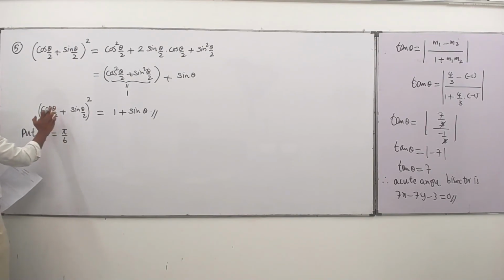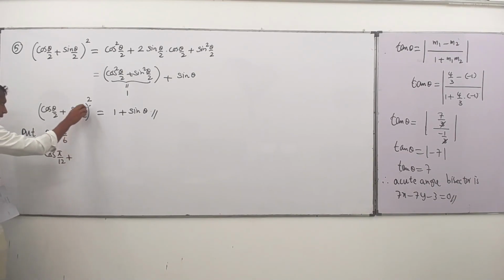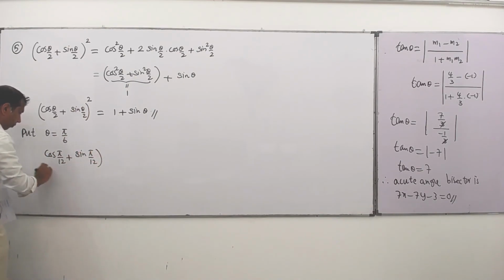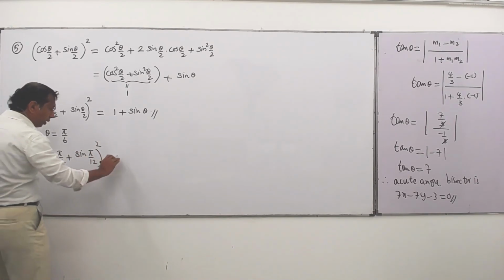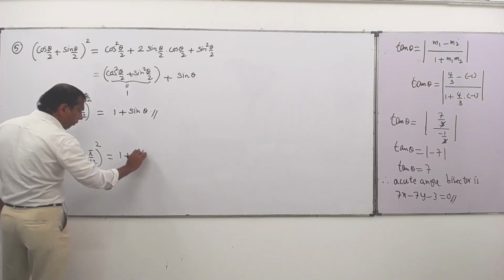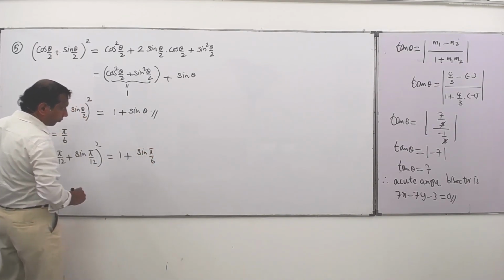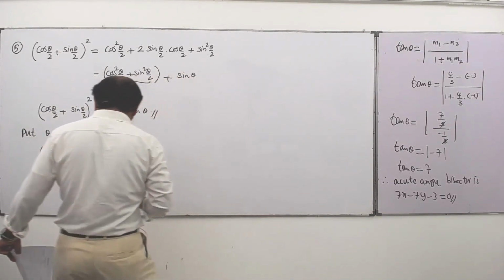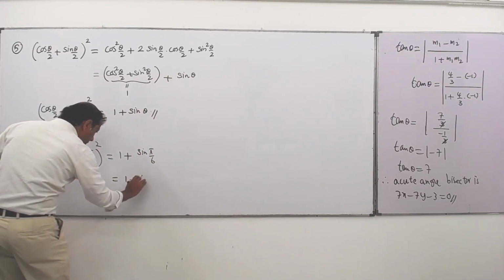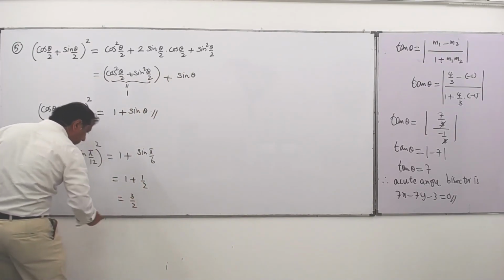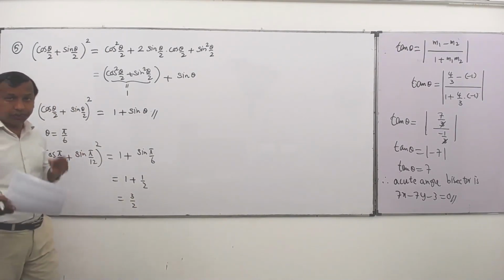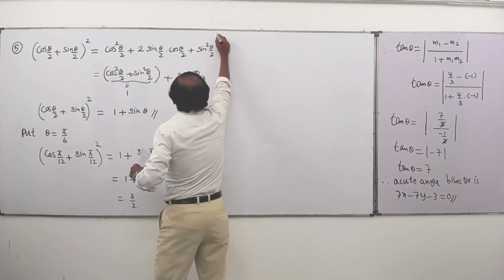Pi by 6 by 2, pi by 12. Here, pi by 6 by 2, pi by 12. Perfect square. 1 plus sine pi by 6. We substitute for theta, pi by 6, no? Sin 30 is half. Then here we get 1 plus half, 3 by 2. Left hand side we have perfect square of this, 3 by 2. Understood?